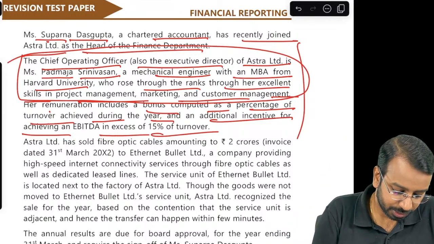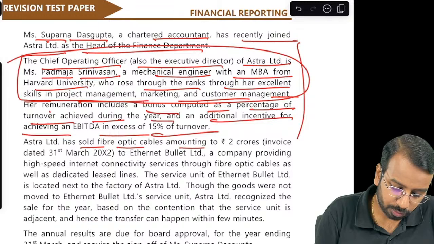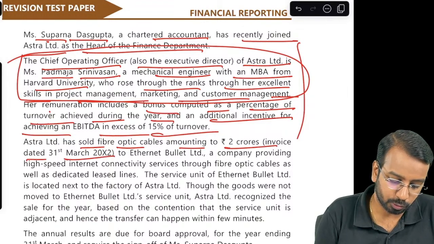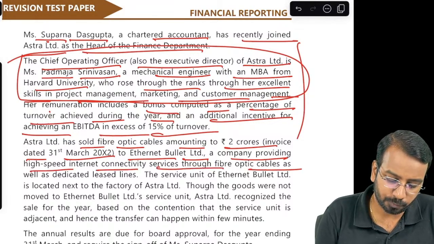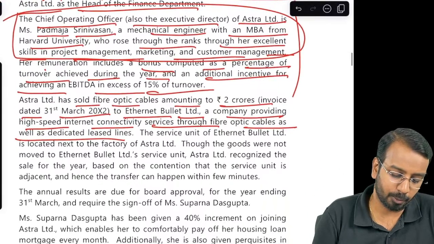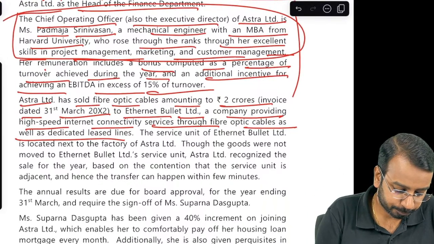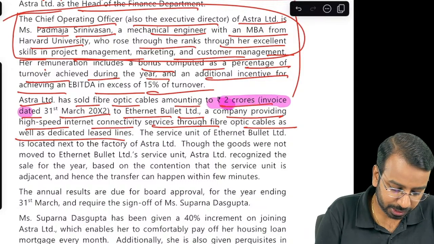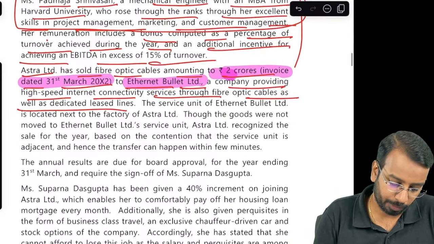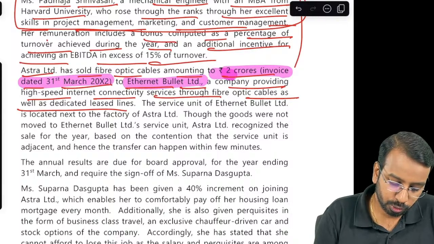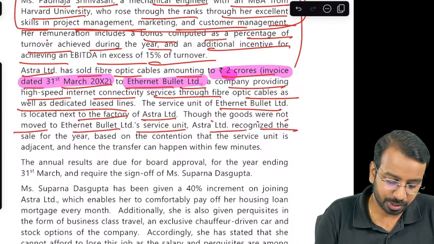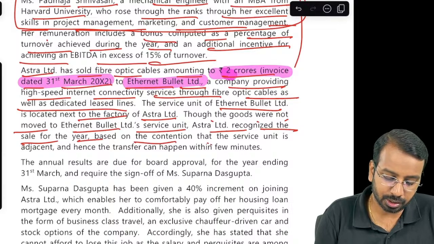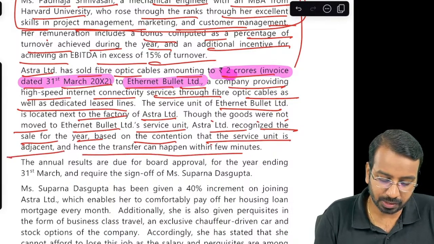Okay. Then Astra Limited has sold fiber optic cables amounting to 2 crores, invoice dated 31st March of year 2, to Ethernet Bullet Limited, a company providing high-speed internet connectivity services through fiber optic cables as well as a dedicated lease line. So they have sold to whom? Invoice is dated 31st March to Ethernet Bullet Limited. The service unit of Ethernet Bullet Limited is located next to the factory of Astra Limited. Though the goods were not moved to Ethernet Bullet Limited's service unit, Astra Limited recognized the sale for the year based on the contention that the service unit is adjacent and hence the transfer can happen within a few minutes.